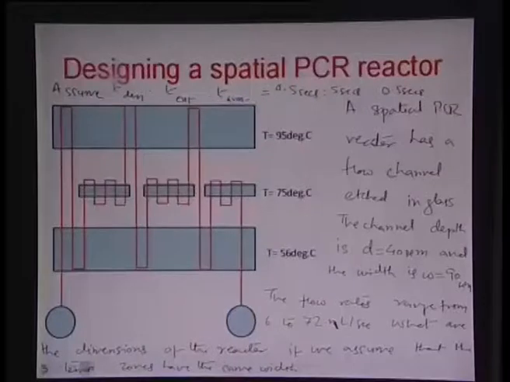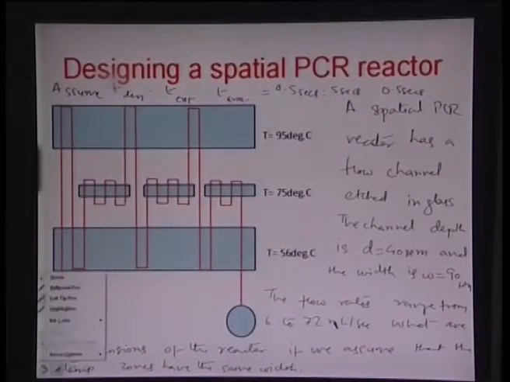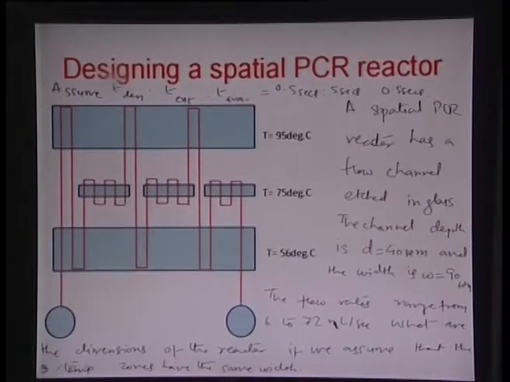So let us do an example here. We now start designing such a spatial PCR reactor. As you see here, there are different zones, 95, 75 and 56, designed in a manner so that you can probably use microfabrication techniques to design this kind of a thing. So you have the 75 degrees only en route between the 56 degrees and the 95 degrees.